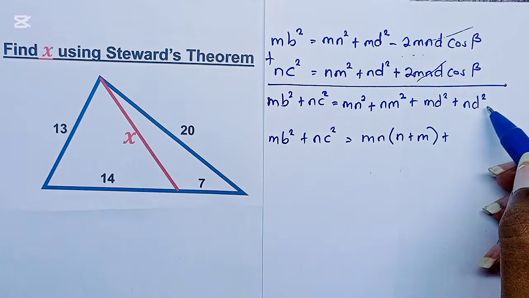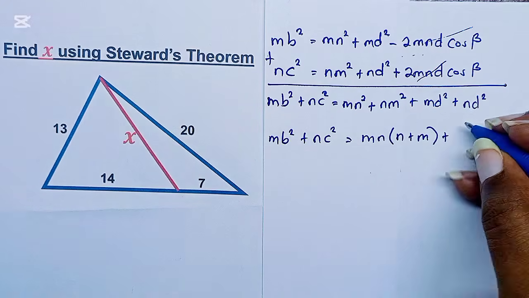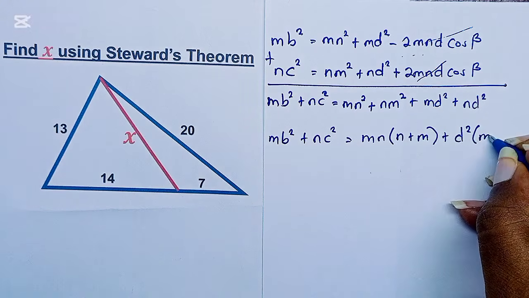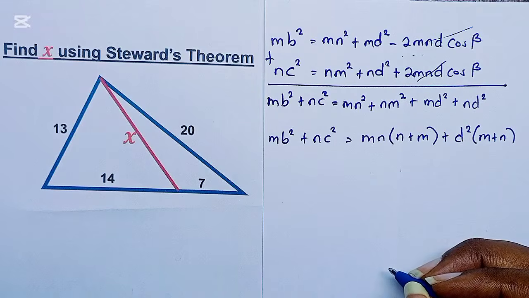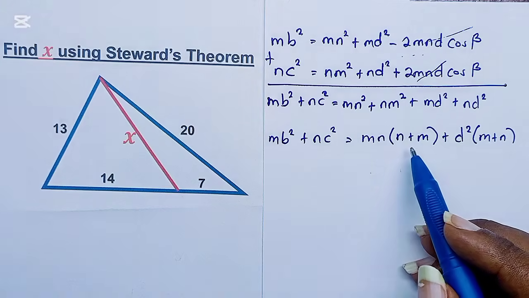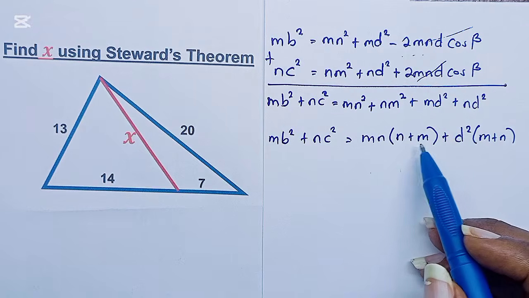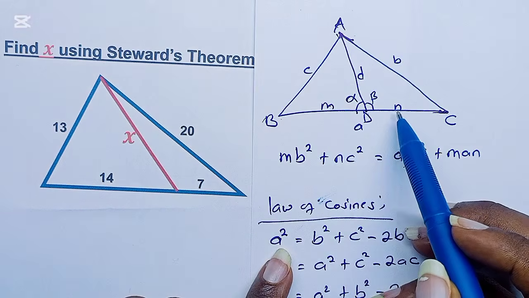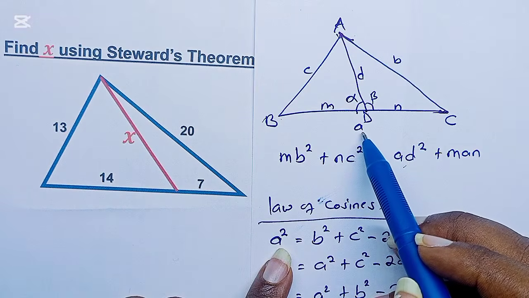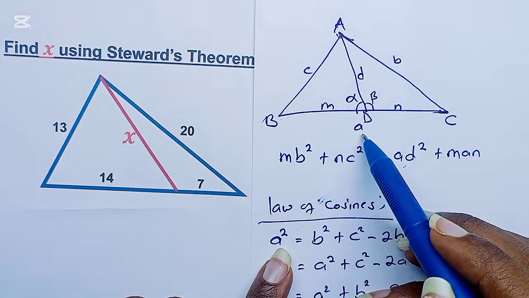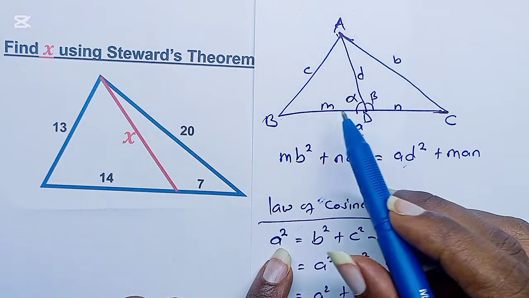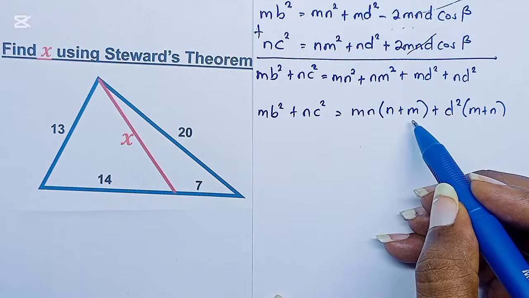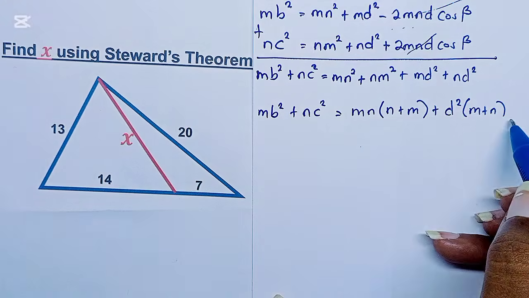Then here d is common, we factor out d squared. So d squared into m plus n. Now from our triangle, we saw that m plus n is equal to side BC, which is represented by small a. So m plus n is a. So since n plus m is a, this is a and this is a.